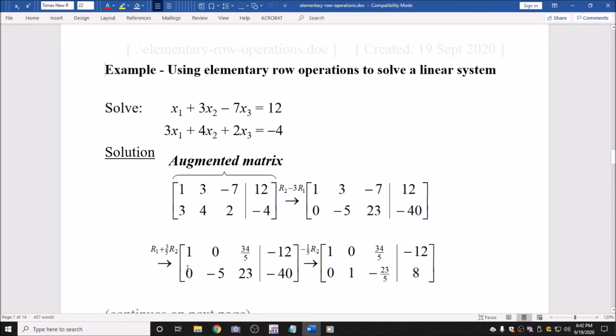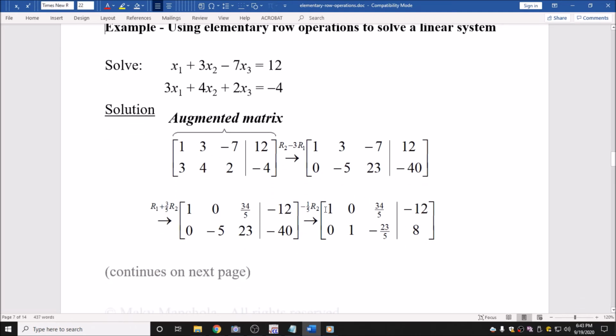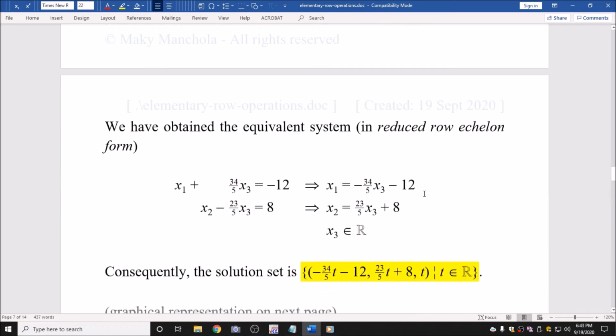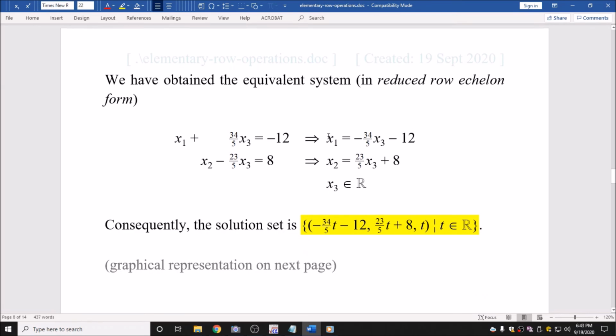So we end up with 0. Negative 5 times negative 1/5 gives me 1. 23 times negative 1/5 gives me negative 23 over 5. And then negative 40 times negative 1/5 gives me 8. So now I have x1 equals negative 34 over 5 x3 minus 12. And x2 equals 23 over 5 x3 plus 8. x3 will be any real number.